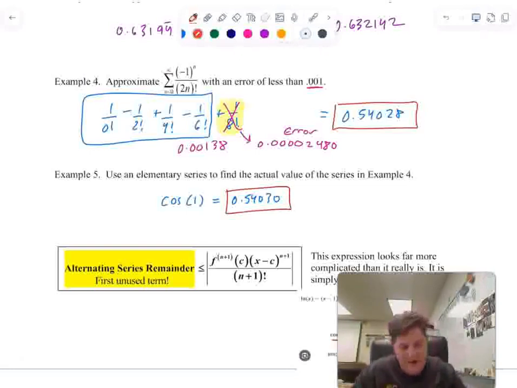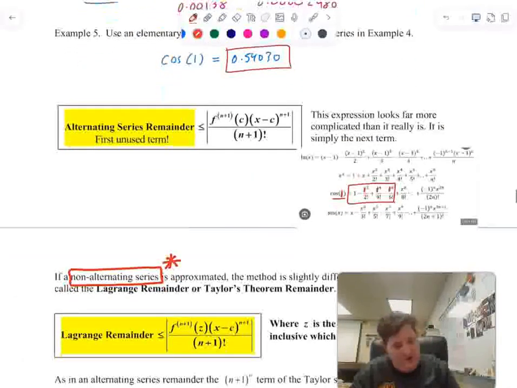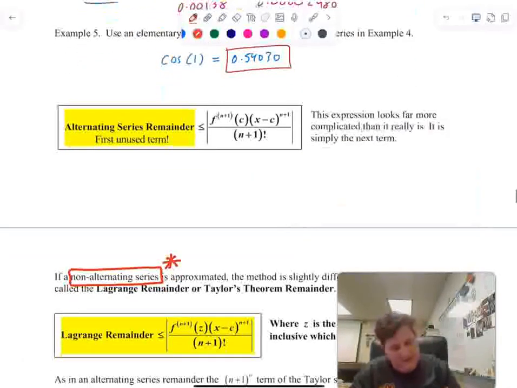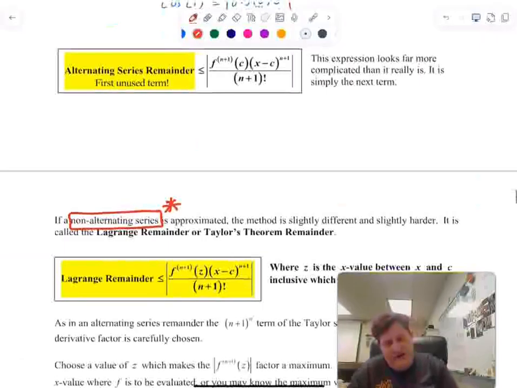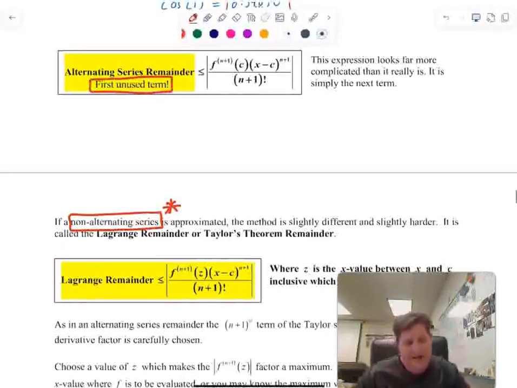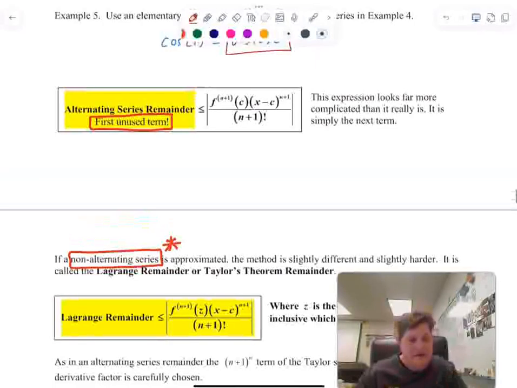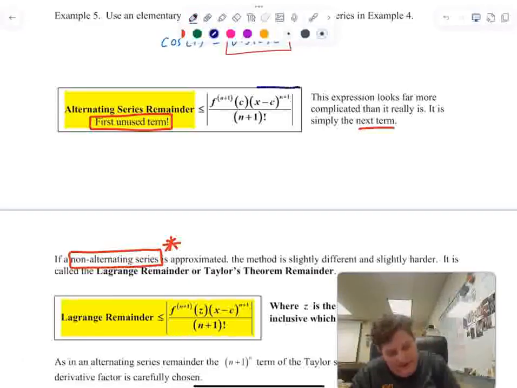So there we go. So here's a summary of where we are, so let me delete this picture. Okay, alternating series remainder is really all you need to know: the error is less than or equal to the first unused term. It looks really complicated. It's just the next term, right? Now, remember, in our Taylor series that we're working with, this is how we got, well, our Taylor series was this.